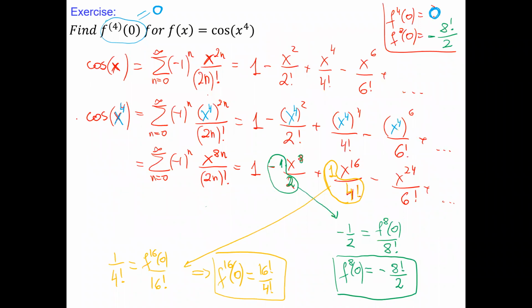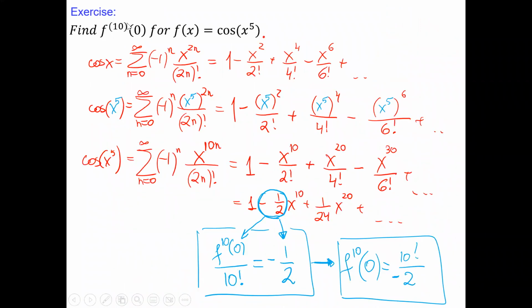I think I have another question, but I solved it. Find the 10th derivative for this function. You can see I did the same thing. I write down the x, I put x to the power of 5, I simplify, and then I know that the coefficient of x to the power of 10, which is negative 1/2, corresponds to the 10th derivative at 0 over 10 factorial. Okay, enjoy your Maclaurin and Taylor series. Thank you.